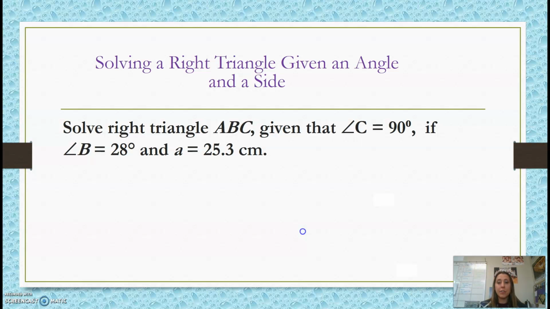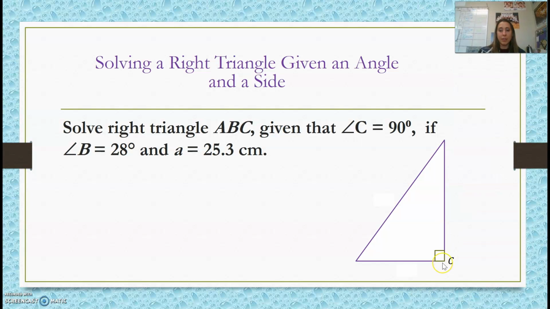So here is my triangle. There's my triangle. We are given that the angle C is my right angle, so I know I have a right angle right there. And I'm going to make that angle C. Maybe I can put myself up here. There we go. So I have angle C right there.